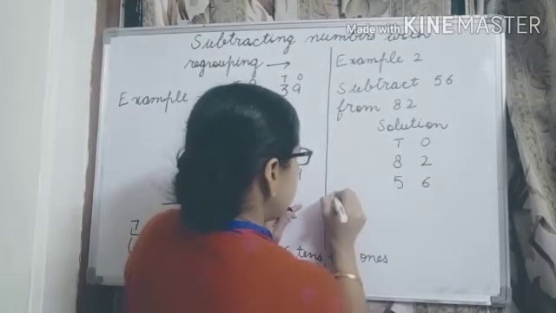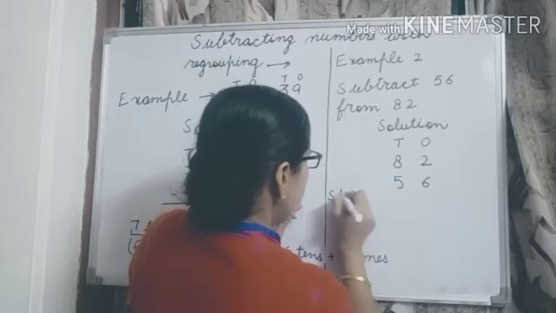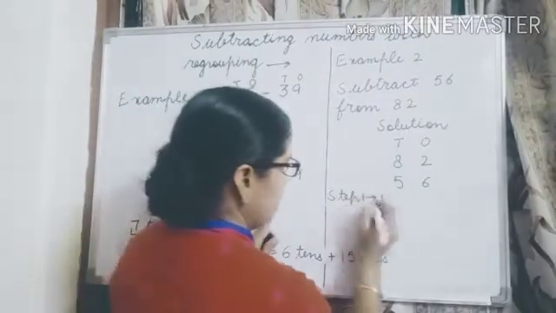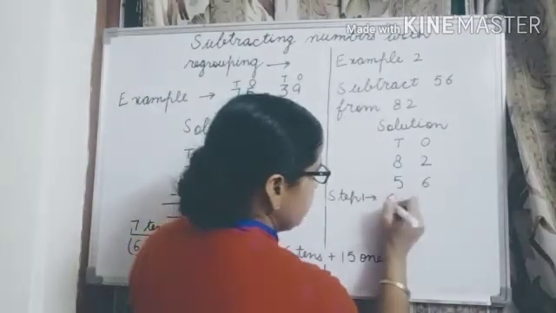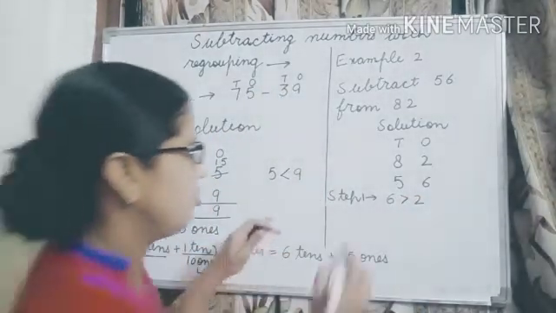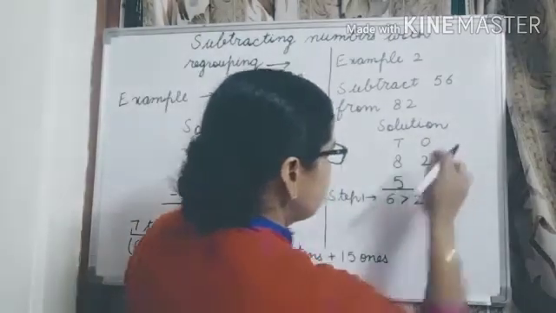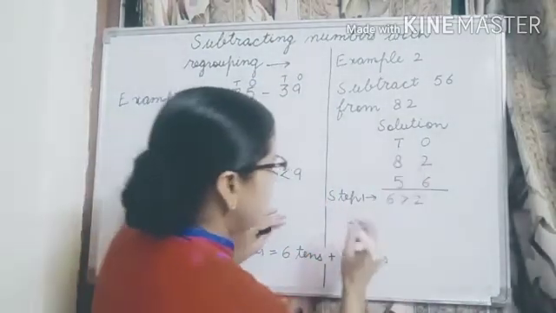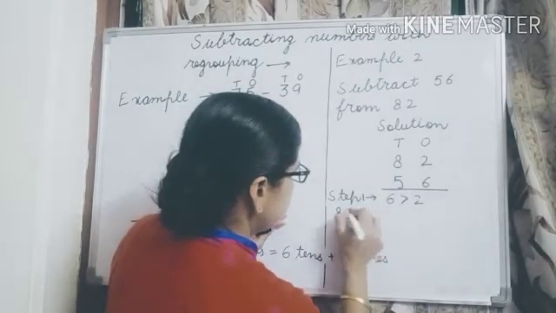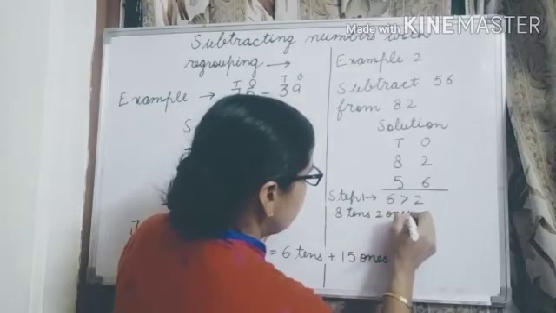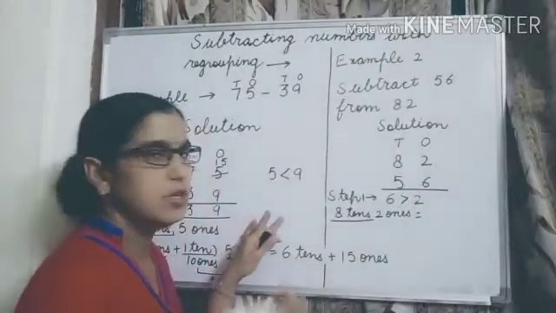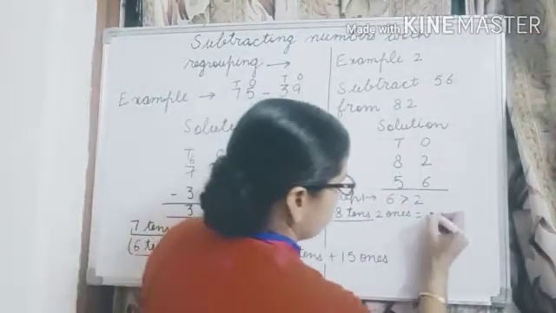Now what is our step 1? Step 1. What will you see? 6 is greater than 2. So we cannot subtract 6 from 2. Then what will we do? We will use this complete 82: 8 tens, 2 ones. This 8 tens will be converted into 7 tens and 1 ten.